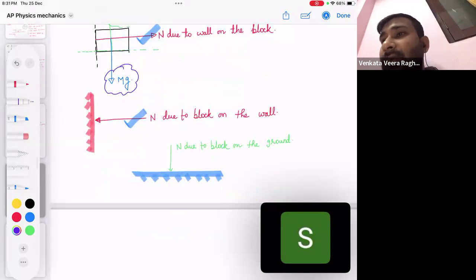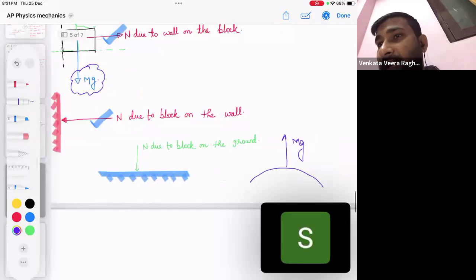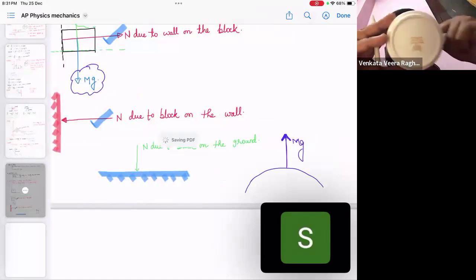Where will be the reaction of mg? Can I say the reaction of mg will be like this? Please tell me, right? The earth pulled the block towards itself with mg force, isn't it? The earth pulled the block towards itself with mg force. The block is pulling the earth with the same mg force towards it. Please tell me, do you understand the meaning of action reaction or not?